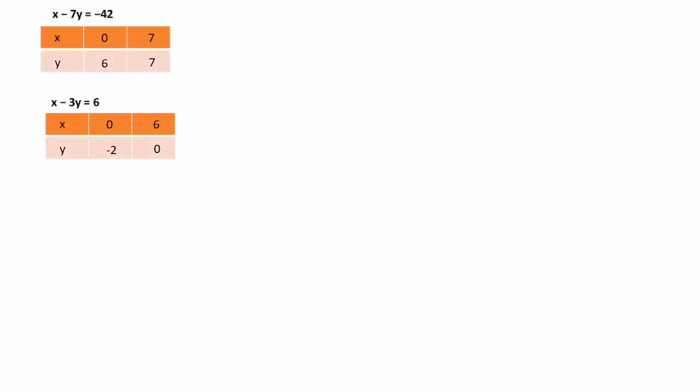Let's draw the graph. For drawing the graph, let's copy down the table of values. X values 0 and 7, y values 6 and 7 for the first equation. And x values are 0 and 6, y values are minus 2 and 0 for the second equation.